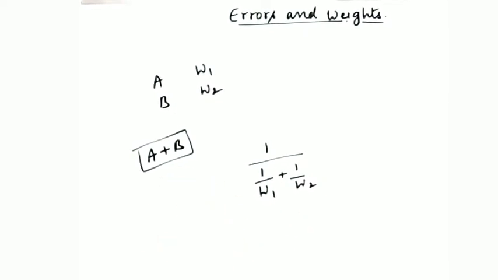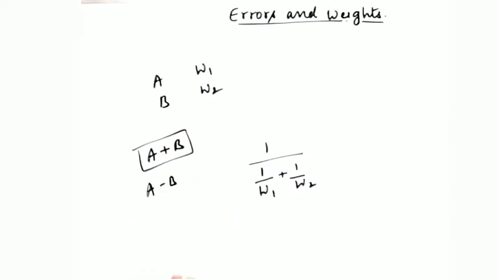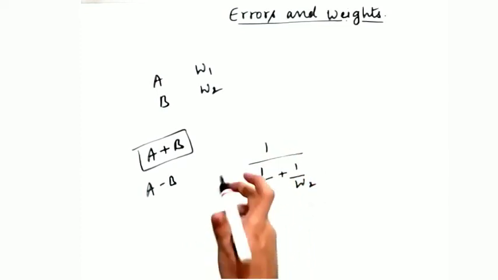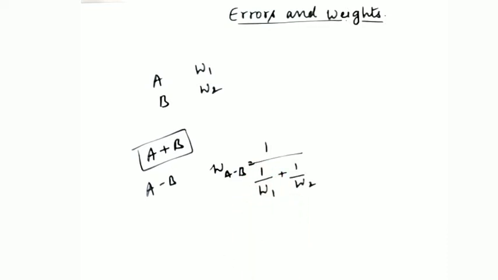Now similarly it can ask you what will be the weight of a minus b. So the weight of a minus b will also be this. The weight will be equal to this only. So addition हो या subtraction हो, the weight does not change.